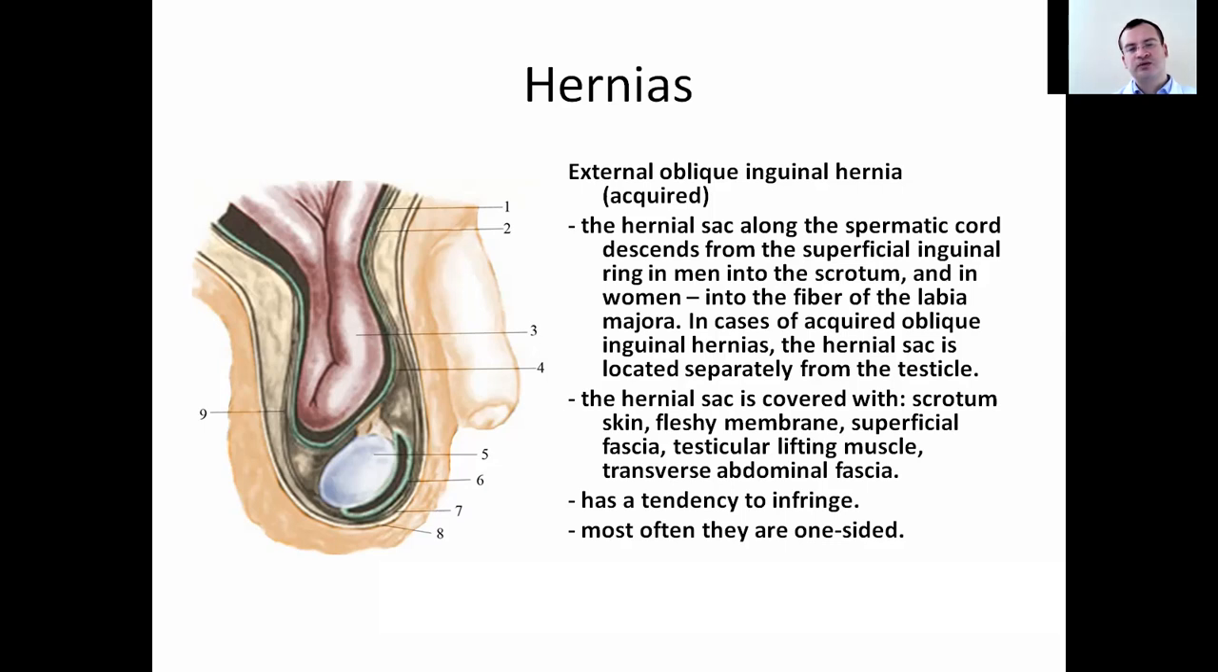In cases of acquired oblique inguinal hernias, the hernial sac is located separately from the testicle. The hernial sac is covered with scrotum skin, fleshy membrane, superficial fascia, testicular lifting muscle, transverse abdominal fascia. It has a tendency to infringe. Most often they are one-sided.